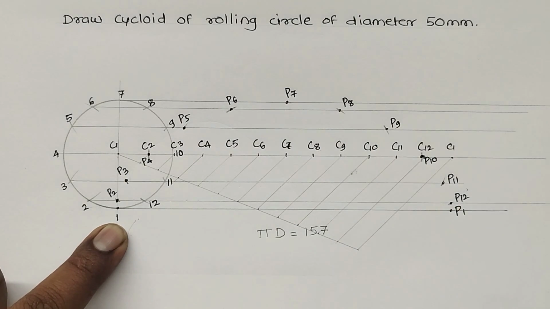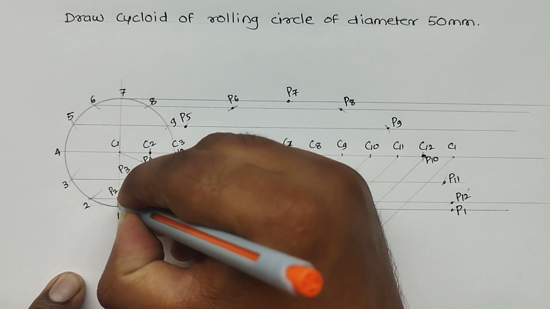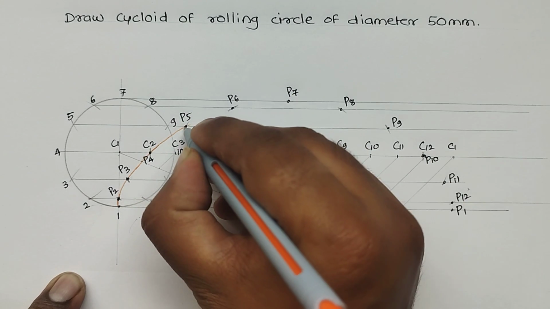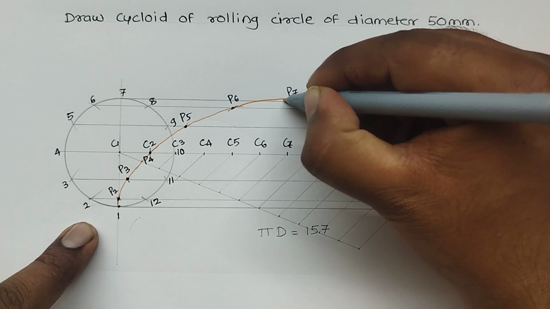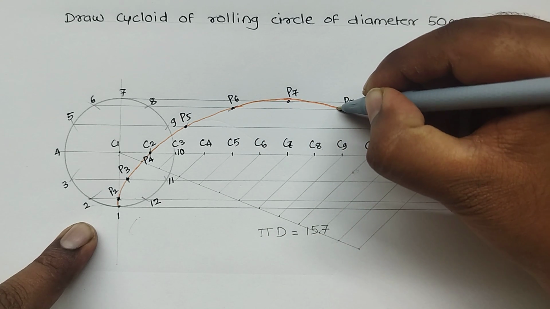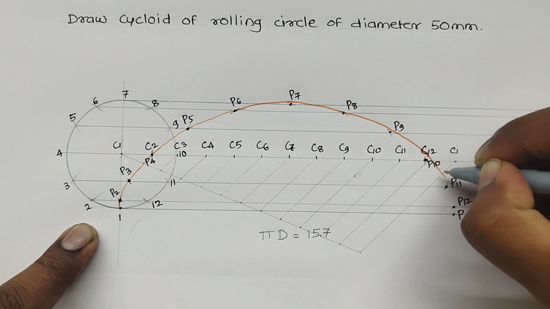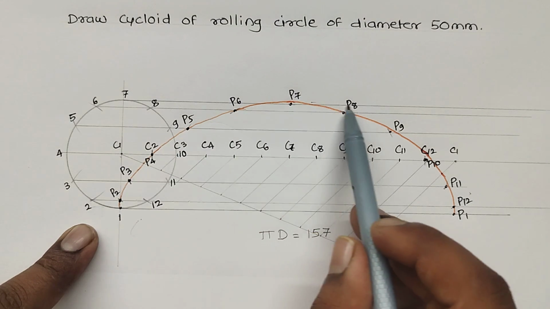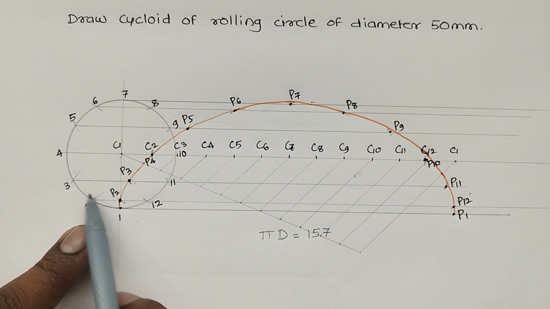Simply what I have to do, I need to connect all these points with a smooth curve. Connect all these points with a smooth curve. Now this is nothing but the cycloid for rolling circle of diameter 50 mm.